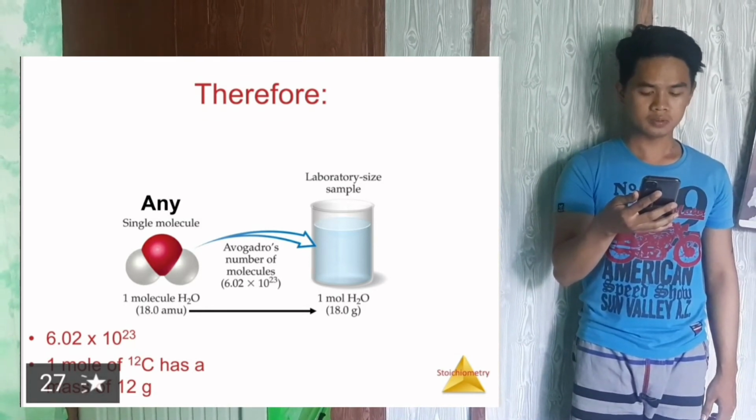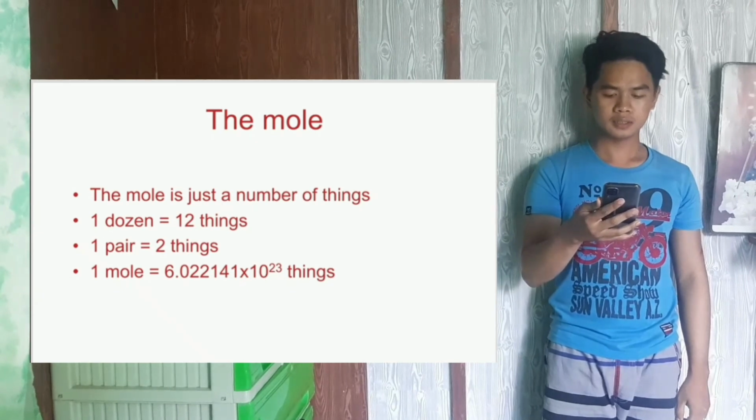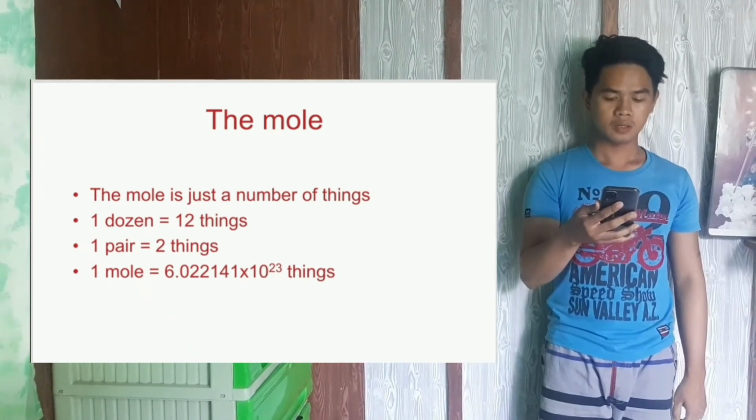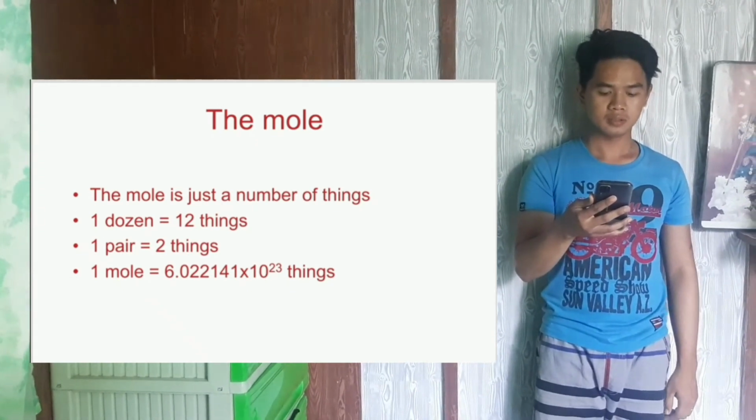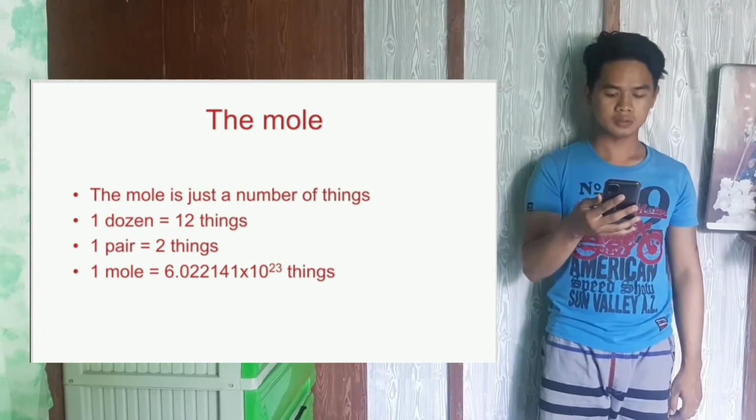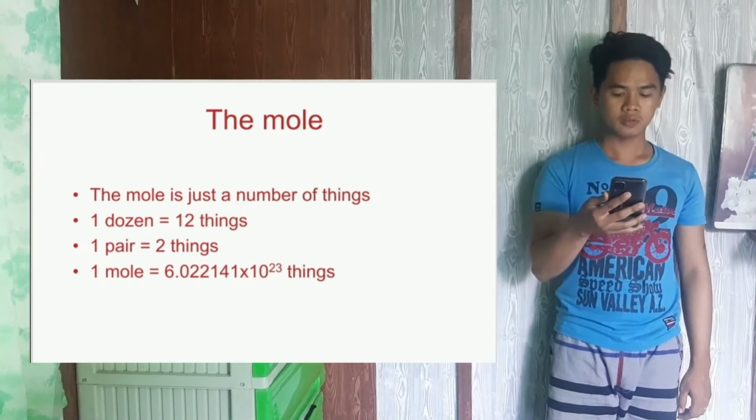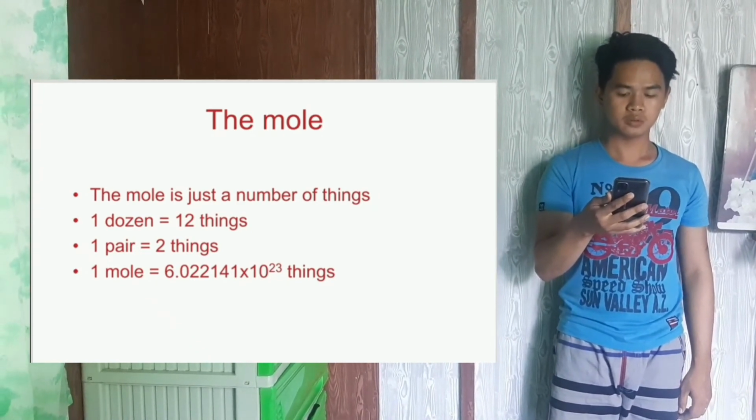6.0 times 10 raised to 23. 1 mole of carbon-12 has a mass of 12 grams. The mole is just a number of things. 1 dozen equals 12 things. 1 pair equals 2 things. 1 mole equals 6.022141 times 10 raised to 23 things.